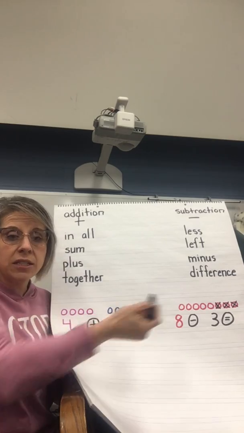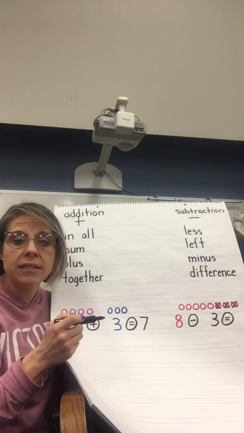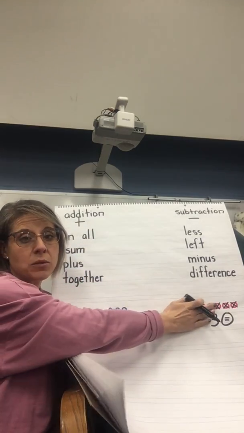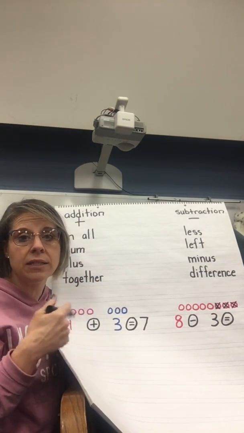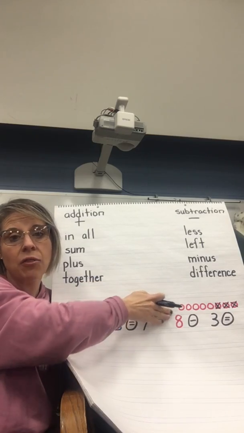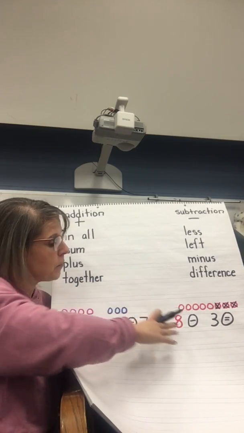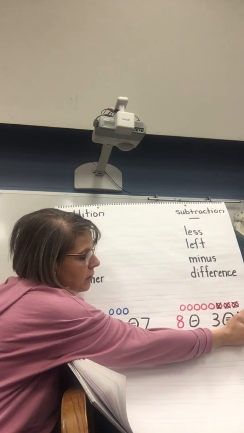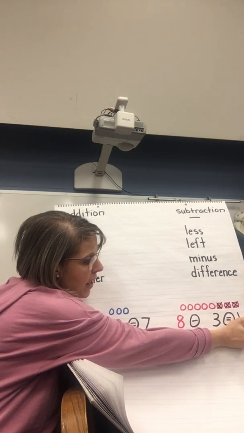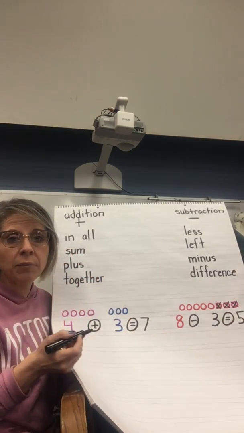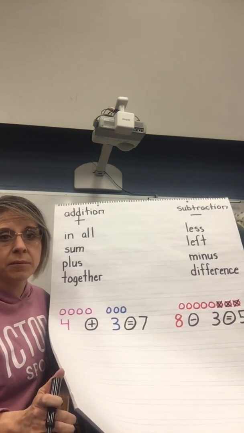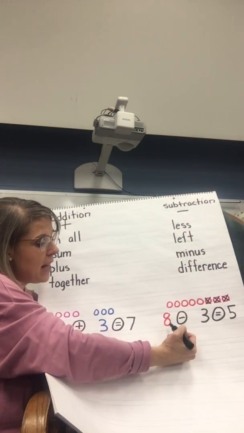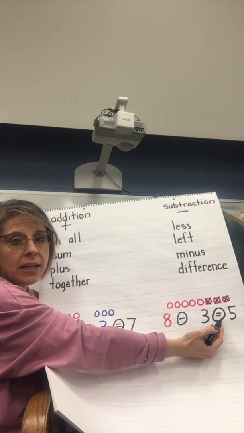Now, to find the answer in a subtraction number sentence like this, you don't count all of them again because we took some away. You only count the ones that are left. So in this case, you're only going to count the ones that do not have x's. So we have 1, 2, 3, 4, 5. So I'm going to make my 5. And then when I read that number sentence, it says 8 minus 3 equals 5.